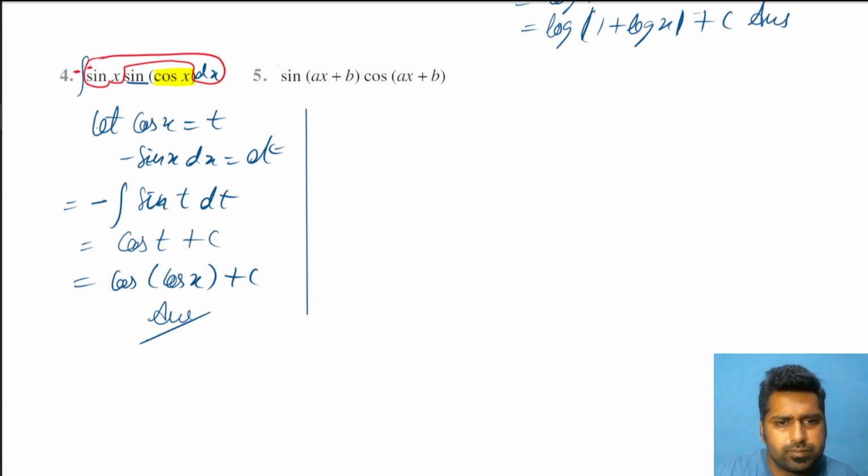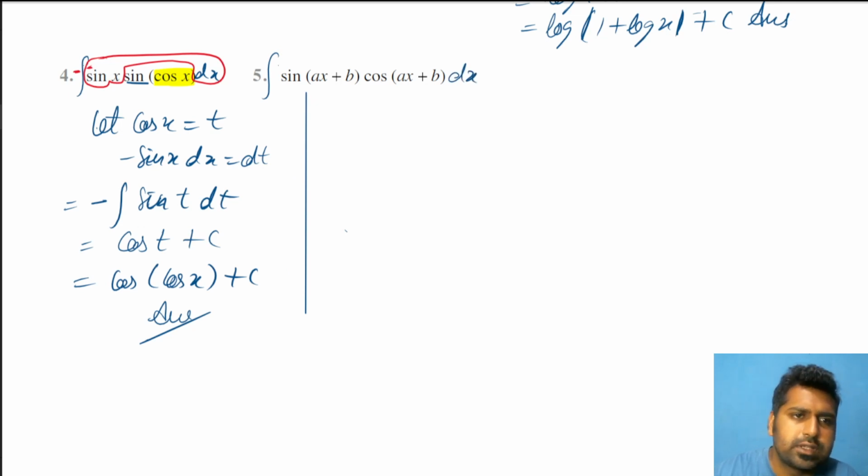And this question. This is a question that we've already done one time using a property of 2 sin a cos b. But I am going to do this with substitution now.